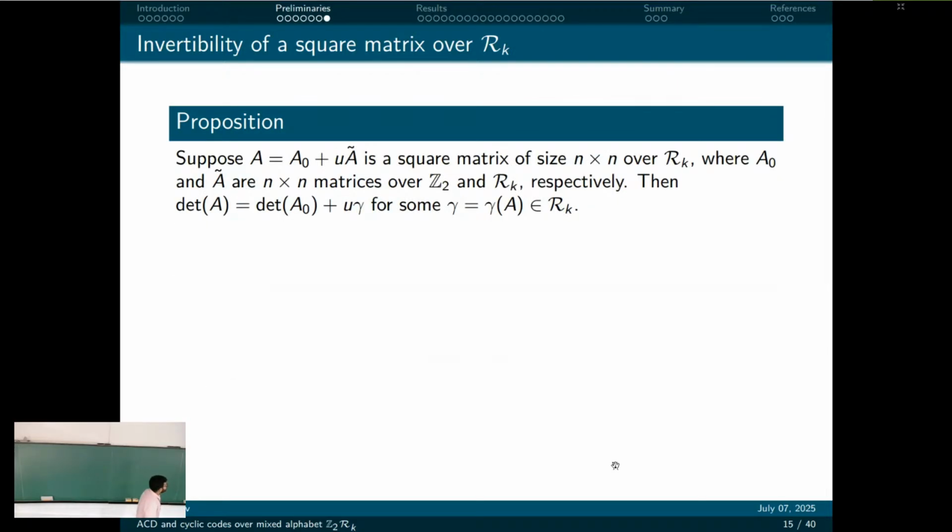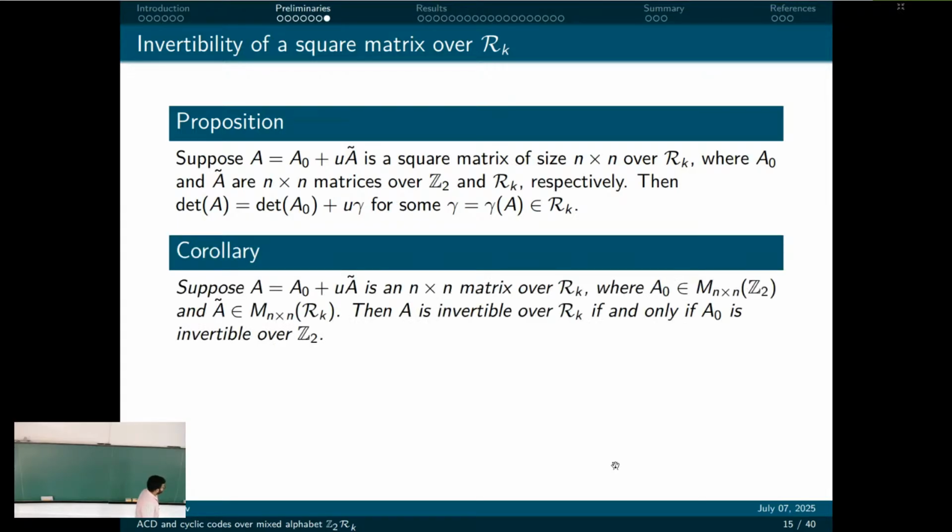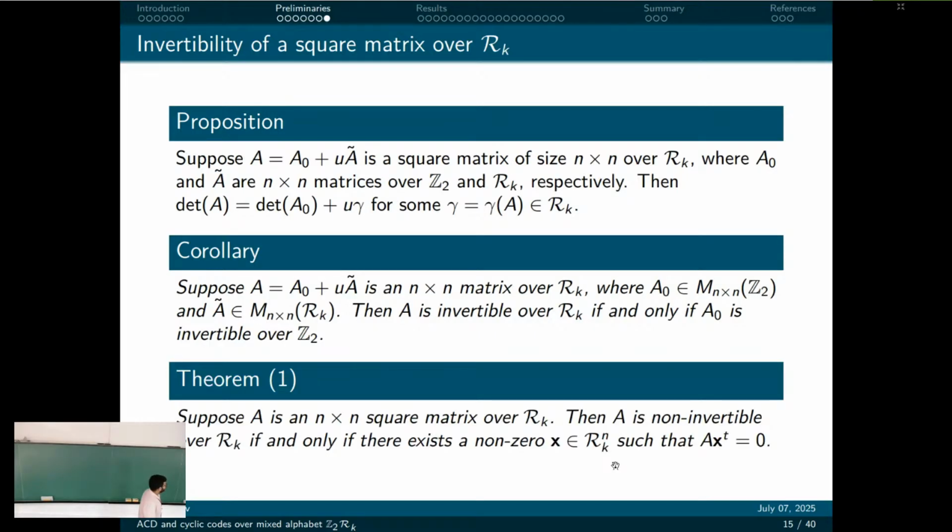So then we have some basic results. If A is a square matrix of size n cross n over R_k, where A equals A_0 + uA tilde, then the determinant of A equals the determinant of A_0 plus u gamma, where gamma is some element in R_k. And then we have a corollary. If A is an n cross n matrix over R_k, then A is invertible over R_k if and only if A_0 is invertible over Z2. And then we have a theorem. If A is an n cross n square matrix over R_k, then A is non-invertible over R_k if and only if there exists a non-zero element x such that Ax transpose equals 0. We will use these results later on.